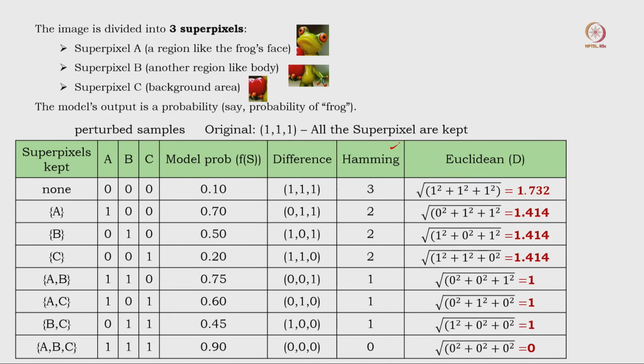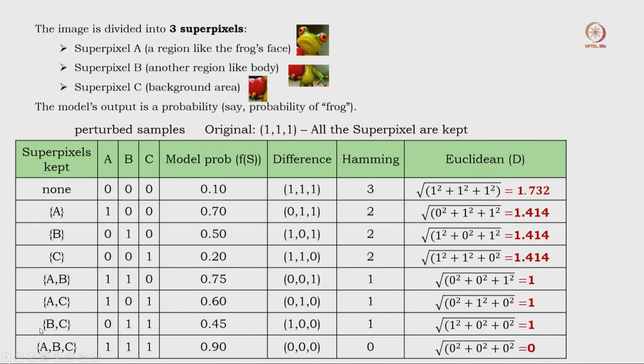Next is Hamming. Hamming is the number of ones. Here the number of ones is 3. This is one way of calculating the distance. The number of ones here is 2, here is 1, 1, 2, 2. So, you write the Hamming. Next, calculate the Euclidean distance. How do you calculate the Euclidean distance? Take the square root of 1 square plus 1 square plus 1 square, and you get this. In a similar way, the square root of 0 square plus 1 square plus 1 square. Like this you calculate the Euclidean distance.